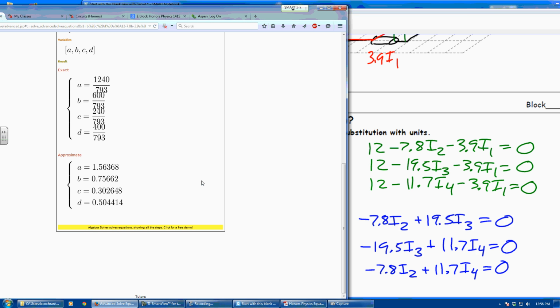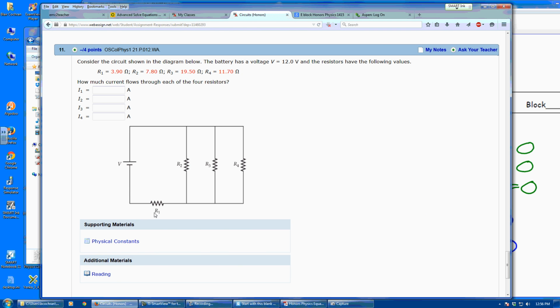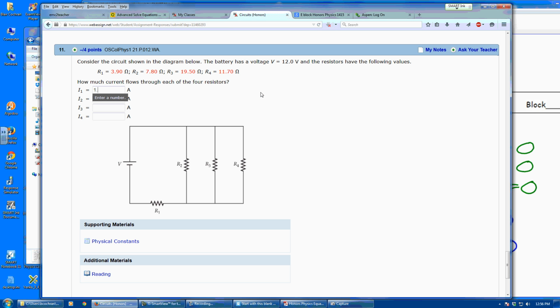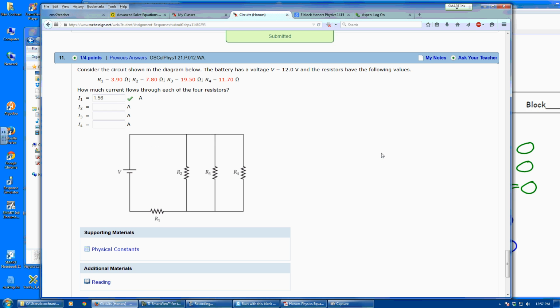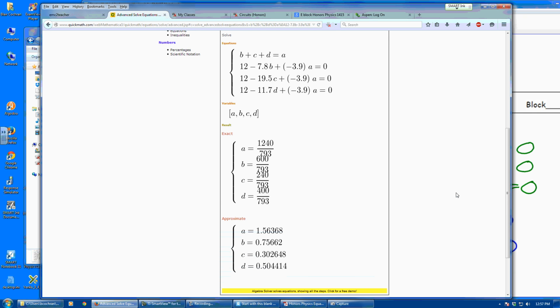Yay! So it's telling me that I1 is 1.56 amps. Let's just check one of them right off the bat. I1 is through that one, so that would be I1. What did I say? 1.56. Chances are, if one's right, they're all right. So it did work, our strategy of only having to find those four, as long as you cover all your currents.